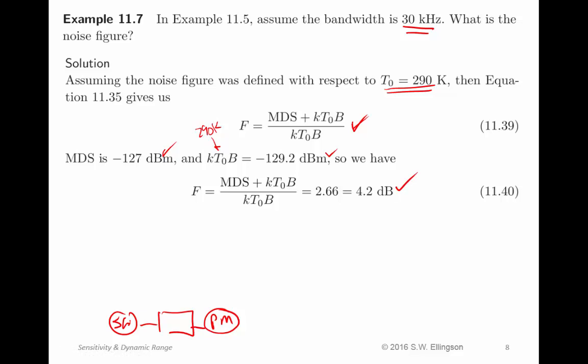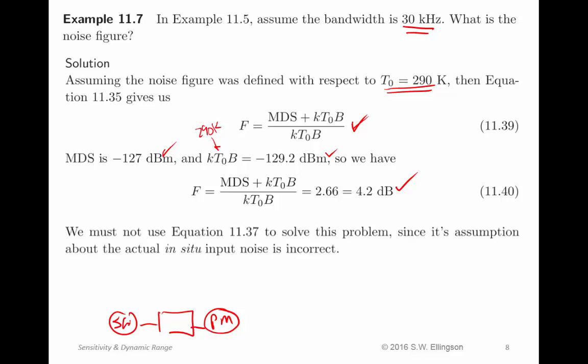So now we have a taste for how practical calculations can be done with MDS and how we can compute things like noise figure if we have an experiment which suits that calculation. Note you cannot use the T0 equals Tn method here because its assumption about the actual in situ noise is incorrect. Remember in that previous example we said that the signal generator contributes no noise. If it contributes no noise, then Tn is 0. It is not T0. So you have to be very careful about applying the definitions in a way that's appropriate to the scenario that you're actually evaluating.